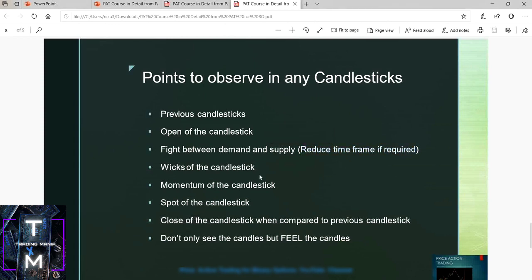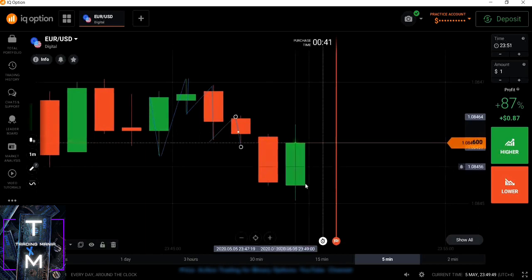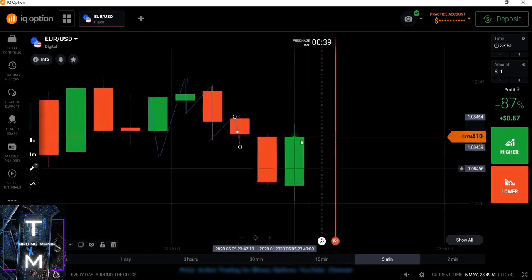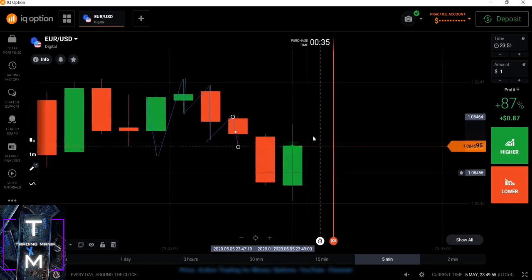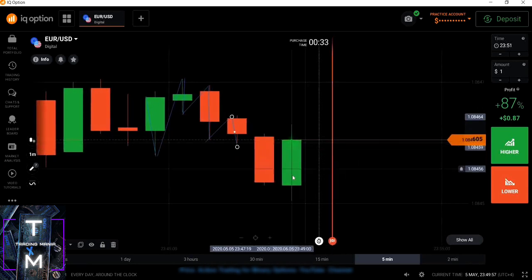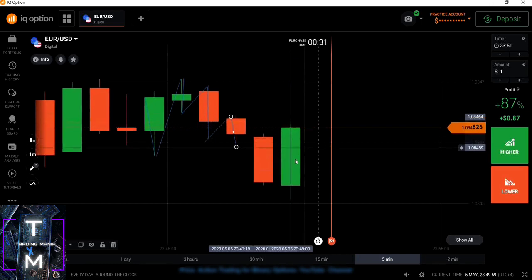So, the wicks of the candles, and the momentum of the candlesticks, another very important thing, is how fast the candle is moving. That is telling you how fast the buying orders or the selling orders are pouring in or out.